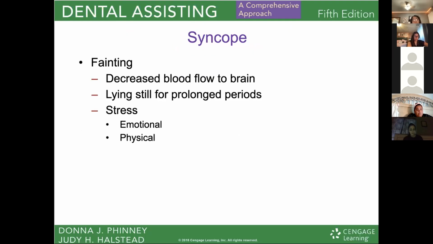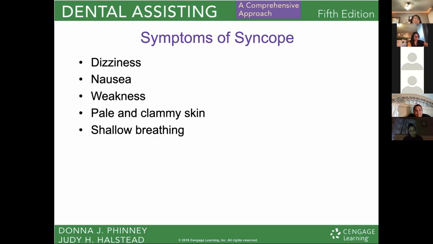Okay, syncope is the most common and least life-threatening emergency that occurs in the dental office. So what this is when you have decreased blood flow to the brain, so the patient faints, or it can happen if you're lying still for prolonged periods. It can also be brought upon by stress, whether it's emotional or physical. Okay, some signs or symptoms of syncope are that the patient can be nauseous, they can be dizzy, they can have extreme weakness, they'll appear pale or have clammy skin, or even shallow breathing.